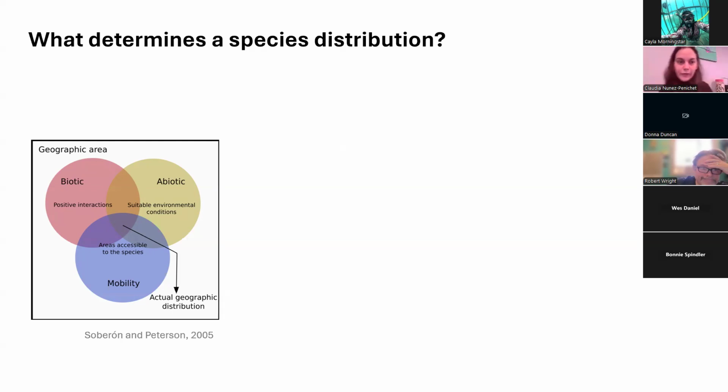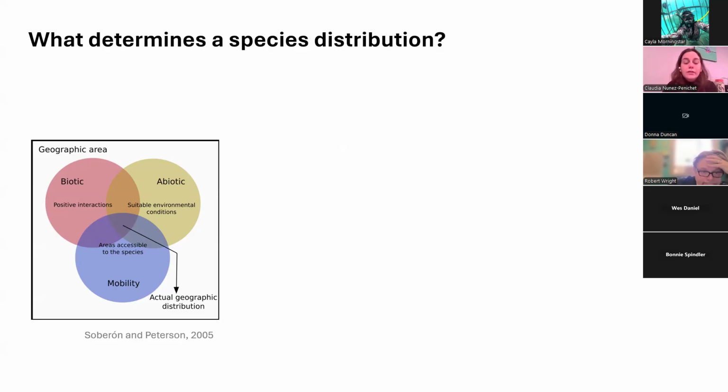All those conditions have to be in those regions, but we also need to have the right abiotic condition. That means the environmental conditions, the right values of temperature, precipitation, humidity, all those values have to be there. But also the species has to have access to those locations in order to be present there. And that's the mobility portion of this diagram over here. So only in those areas where all three factors overlap, which is represented here in the middle, are we going to have the species present.